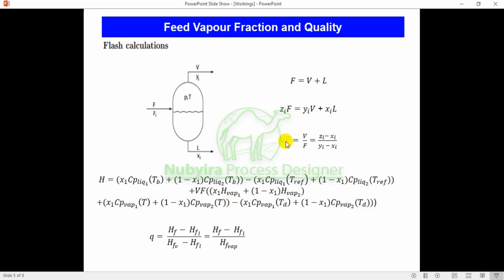Then the vapor fraction is the fraction of the vapor in the system. So the idea is just to make this the subject of the formula. Once you know the Z, you know y, that is the mole fraction in the vapor phase, and you know the mole fraction in the liquid phase. So solving this equation for vapor fraction, you are able to get this value for the vapor fraction. So that's how I did the formula.